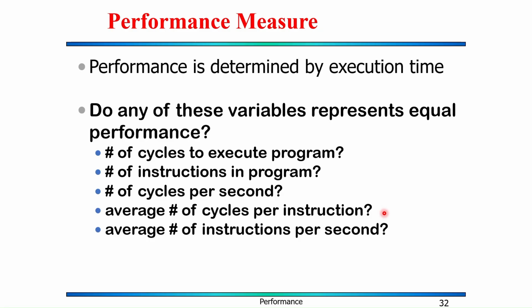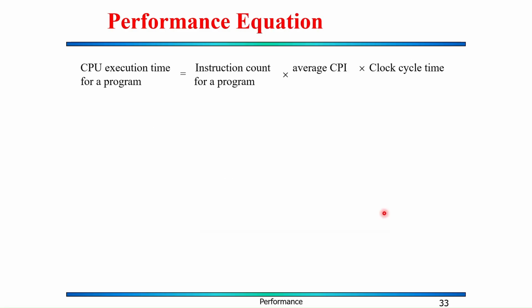So this slide brings everything together into the complete performance equation. CPU execution time for a program equals instruction count for that program multiplied by average CPI multiplied by clock cycle time. So let's break down each component.